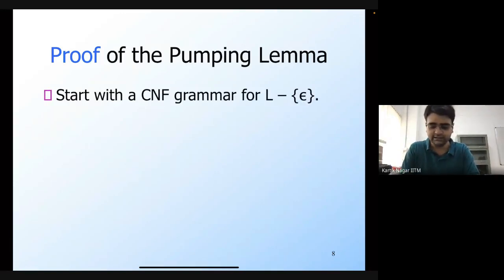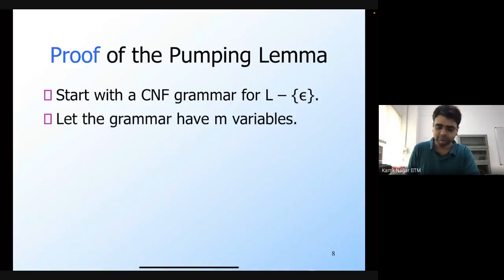Let's say that we want to show that if L is a CFL, then the pumping lemma holds. We start with a context-free grammar in Chomsky normal form for L minus epsilon. This grammar, let's say, has m variables. Variables mean non-terminals. So we pick n to be 2 to the power m. This n is the n of the pumping lemma, which means that we will consider all strings of length greater than or equal to n.